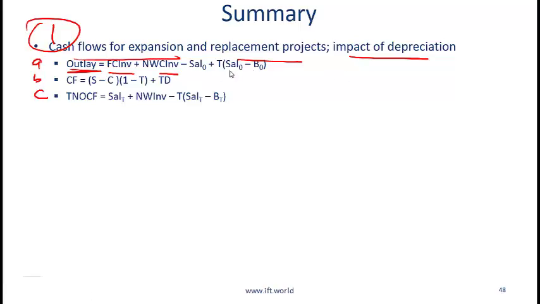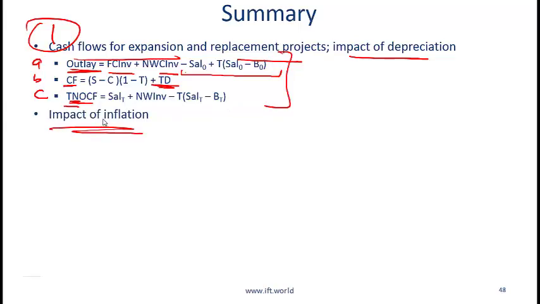With an expansion project, there is none of this business. Then the second part is the cash flow every year from operations. TD is the depreciation tax shield, and this is the terminal year non-operating cash flow. Make sure you know how to use these expressions. Then we talked about the impact of inflation. The core point is that this reduces the value of the depreciation tax shield.